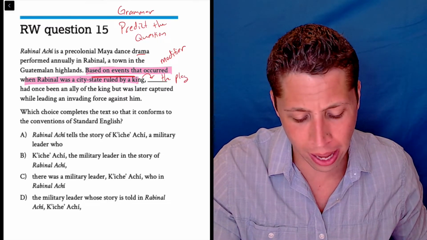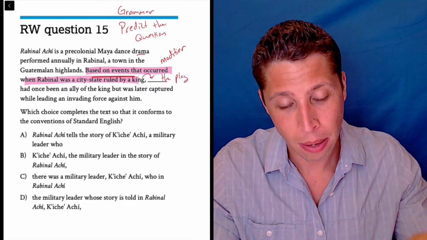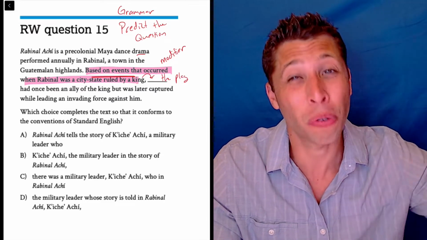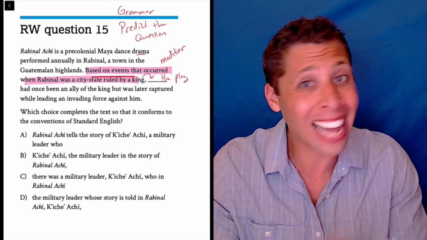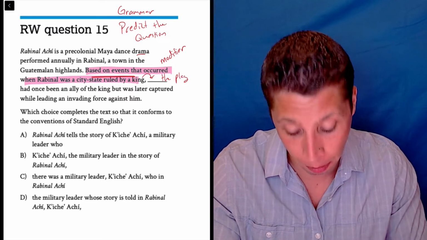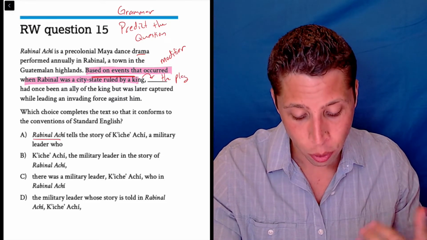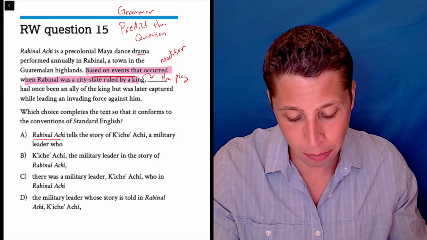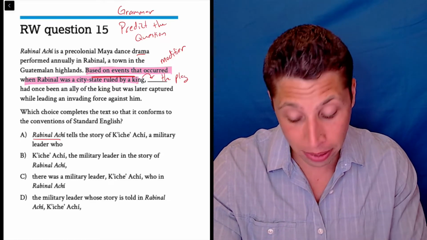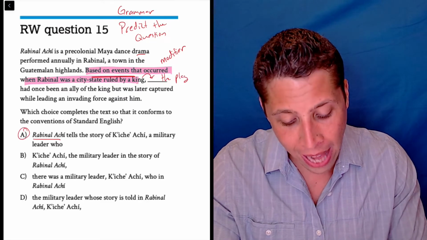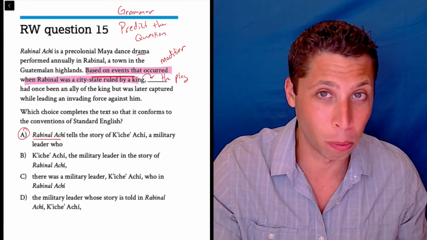So, okay, it's very confusing what's going on, but if this modifier is describing the play, what the play is about, Rabinal Achi, then that's got to be the first thing after that comma. So notice there's only one that starts with that. So let's see. Choice A, Rabinal Achi tells the story of a military leader who had once been an ally. Okay, so that's probably going to be the answer, because Rabinal Achi is based on events that occurred when the city was ruled by a king.